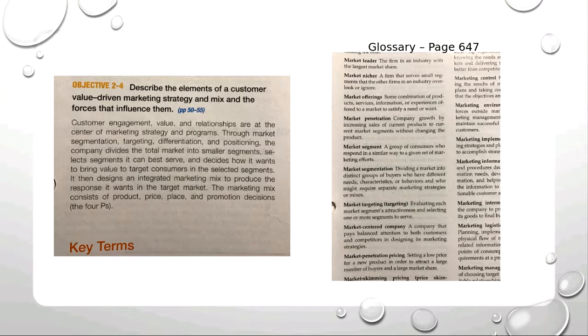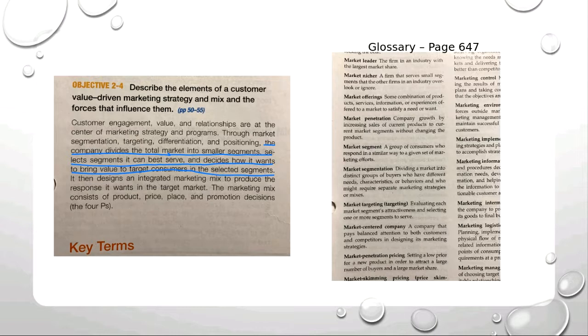Oh, look, if we look at the objectives at the end of the chapter: describe the elements of a customer value-driven marketing strategy and mix. Is it in here somewhere? The company divides the total market into smaller segments, selects segments it can best serve, and decides how it wants to bring value to target customers in these selected segments. All right. So you would have stumbled upon it there.